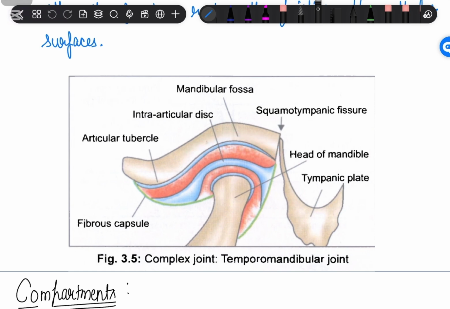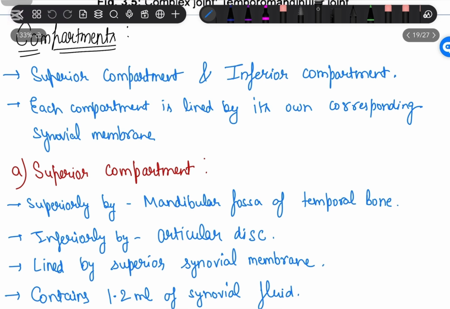So, it is a joint formed between these, and in between that, we have different things, like the fibrous capsule and the intra-articular disc. This blue color is the intra-articular disc. Let's talk about the compartments. In the temporomandibular joint, we have two compartments, the superior compartment and the inferior compartment, and each compartment is lined by its own corresponding synovial membrane.